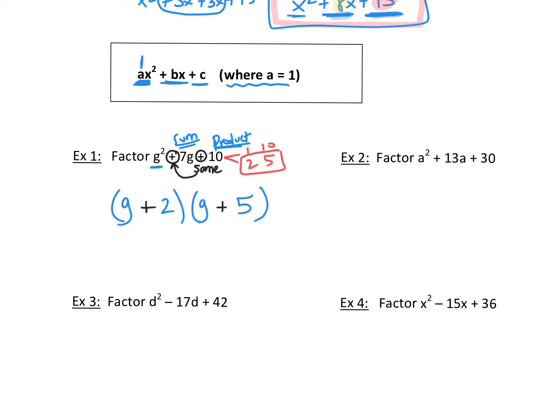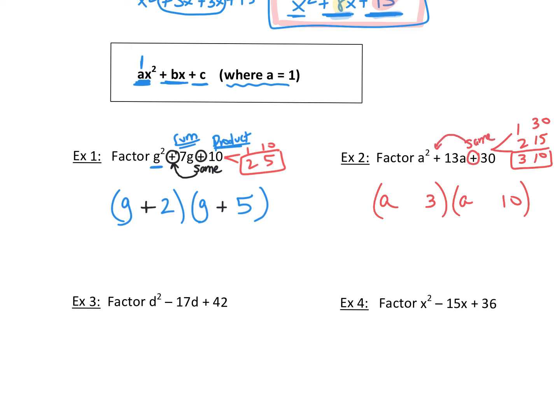All right, for example 2, two binomials, a times a gives me a squared. I need factors of 30. 1 times 30, 2 times 15, and 3 times 10 make 30. I need a pair that adds up to 13. 10 plus 3 is 13. So I put 3 times 10. Any order is fine. And then the sign at the end tells me that the signs are the same.